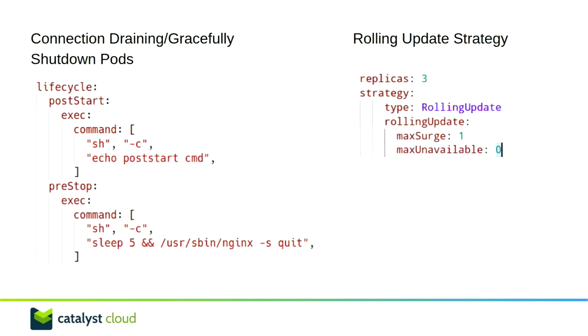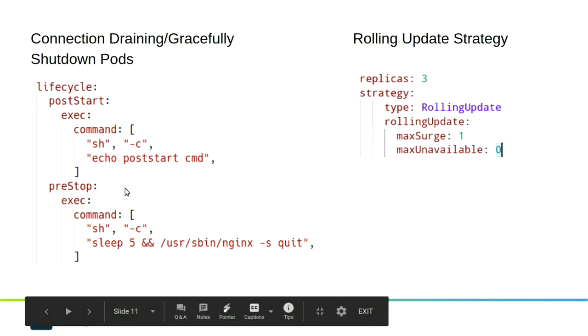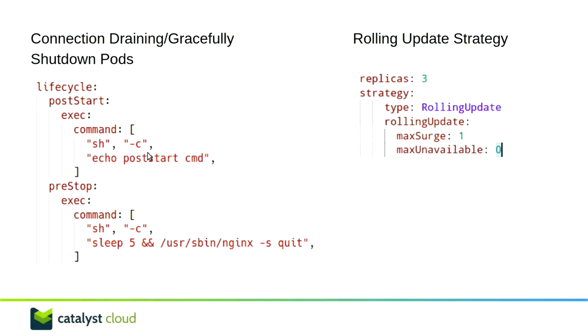When we say connection draining, another related thing is gracefully shutting down your pods, because not all user applications can handle SIGTERM correctly. For example, Nginx doesn't respect SIGTERM. So you have to do something like this, using preStop in your YAML.